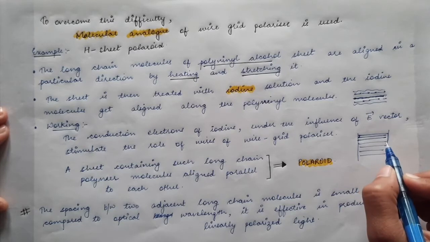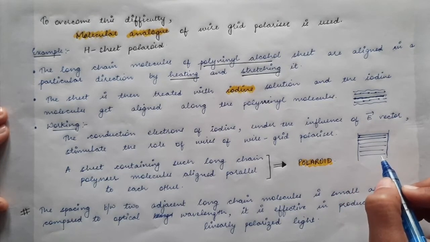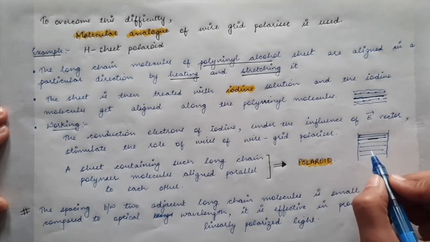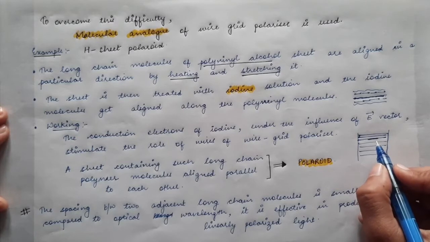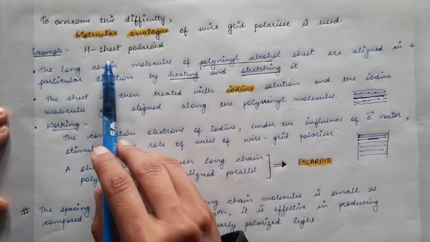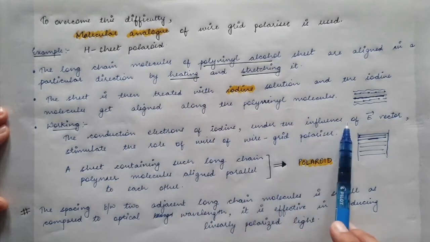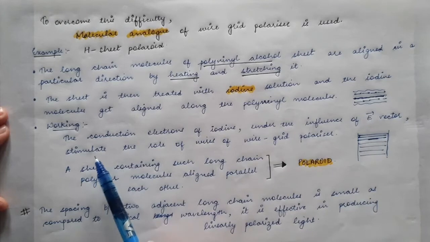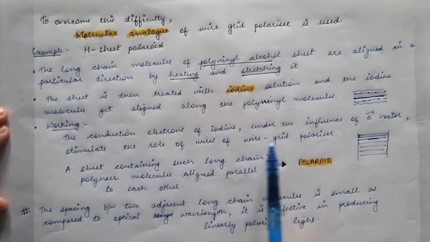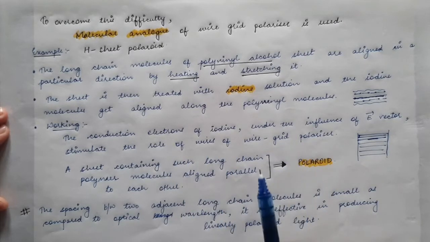And when the EM wave is made to fall on this wire grid polarizer, the component of the electric vector which is parallel to the wires gets absorbed. It is due to the presence of the free electrons. So in the case of H-sheet polaroid, the conduction electrons of the iodine, under the influence of the electric vector, play the role of wires, as in the wire grid polarizer. So the working will be the same.